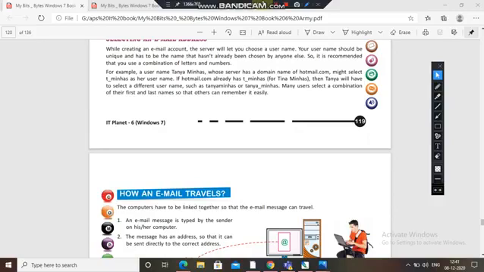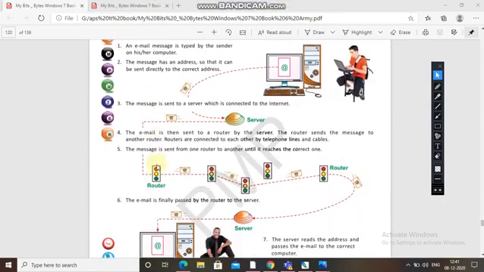Okay. Now how does email travel? The email message is typed by the sender on his or her computer. The message has an address so that it can be sent directly to the correct address. The message is sent to a server which is connected to the internet. The email is then sent to a router by the server. The router sends the message to another router.